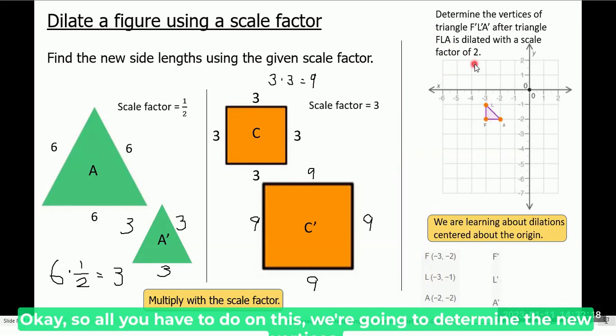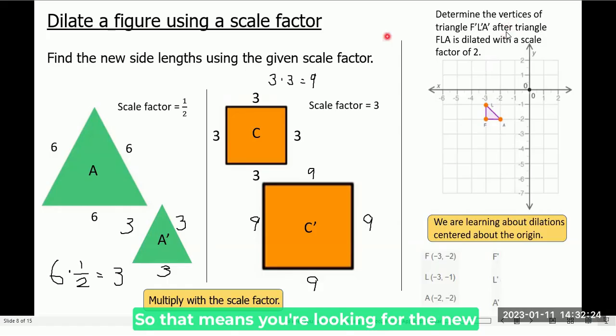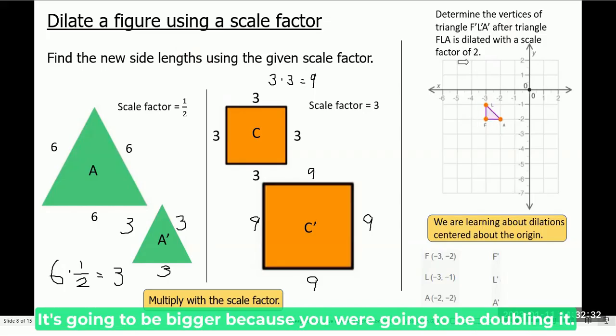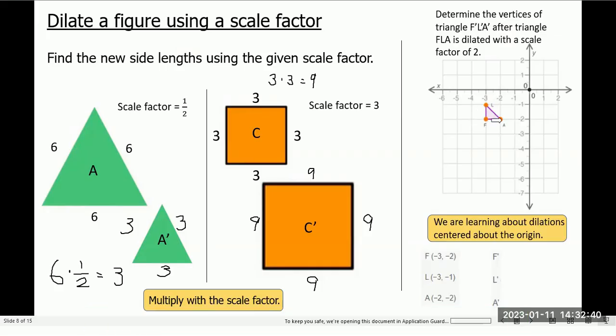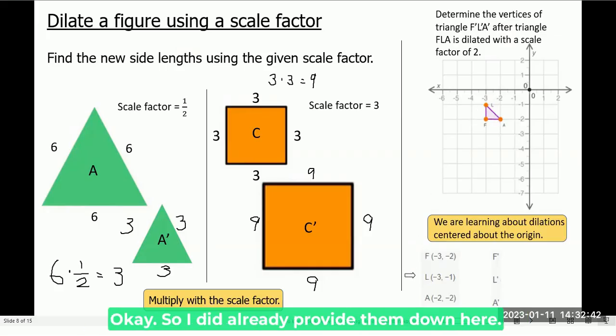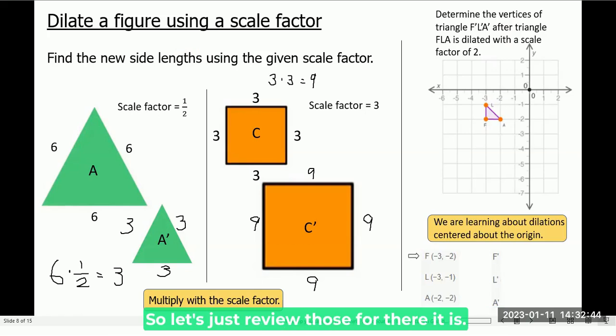All you have to do on this is determine the new vertices. That means you're looking for the new points here, like these orange points, for the new larger triangle. It's going to be bigger because we're going to be doubling it. The first step is to find the points for FLA. I did already provide them down here, so let's just review those.